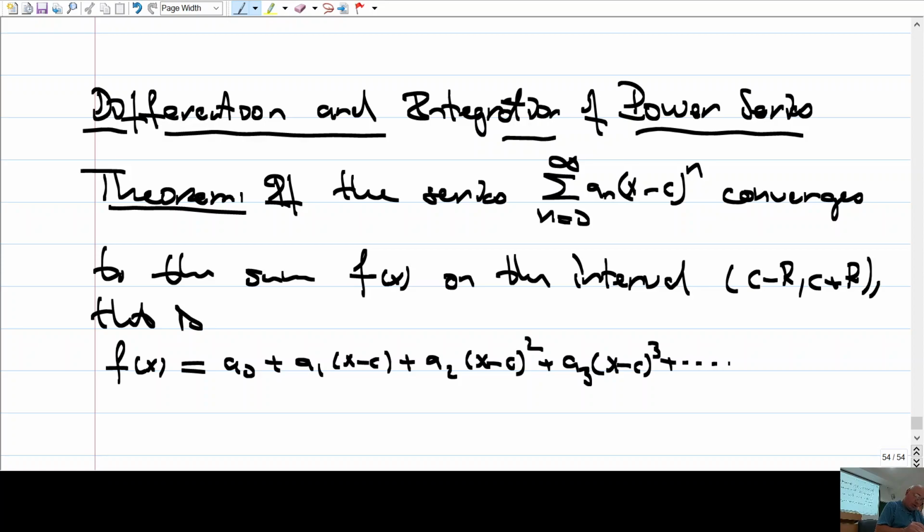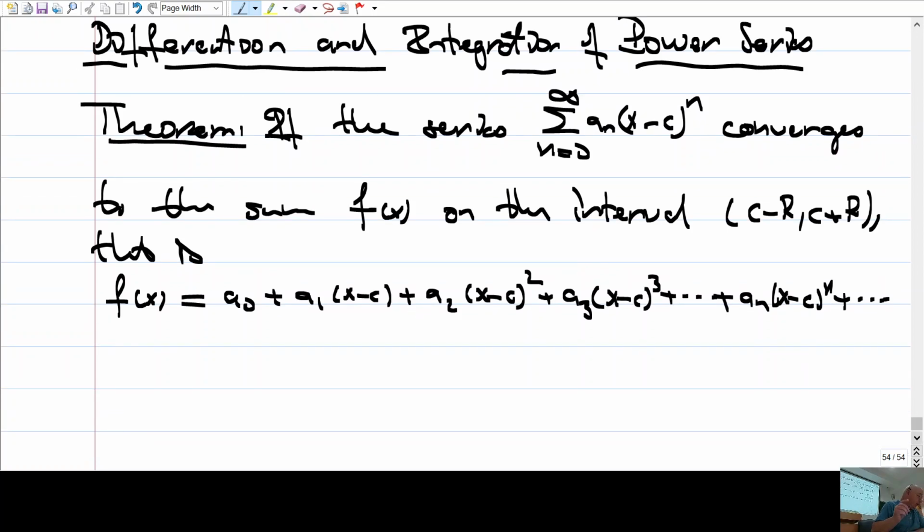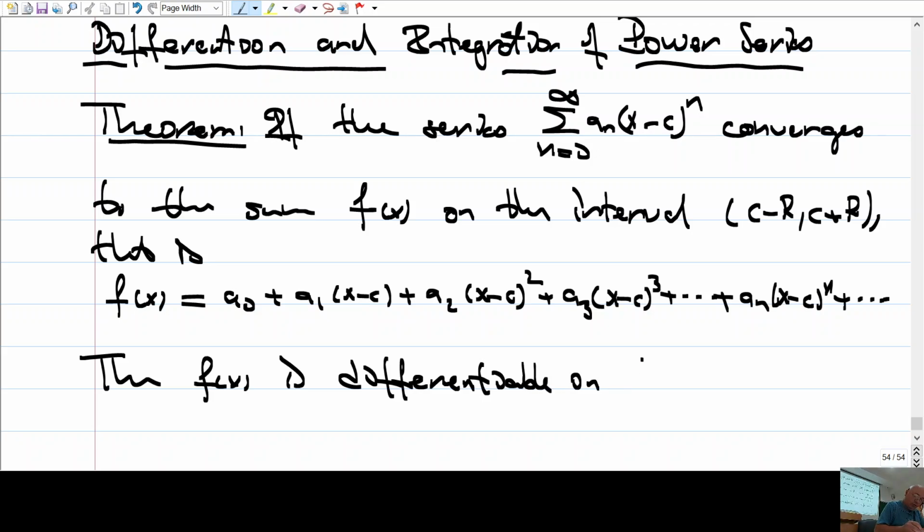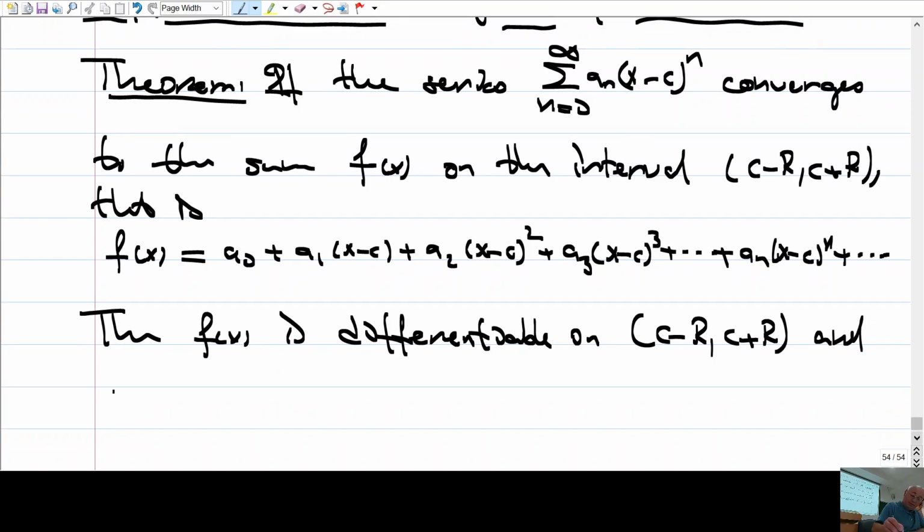cubed, and so on, a_n (x minus c) to the power n, and it goes like this. The conclusion is the following. Then f(x) is differentiable on this interval, again (c minus r, c plus r), and its derivative is just the following.